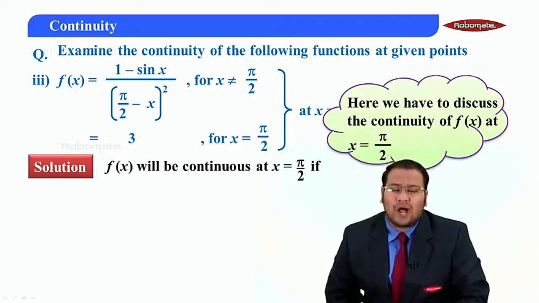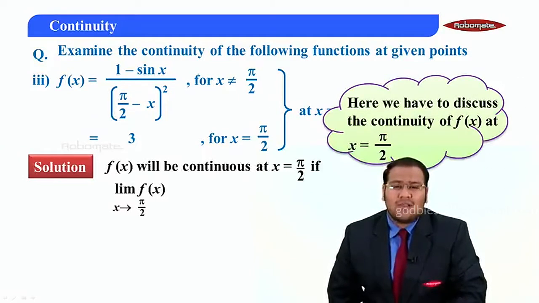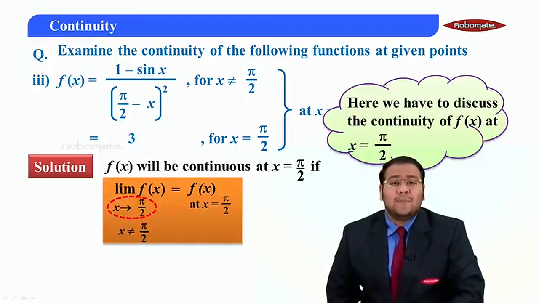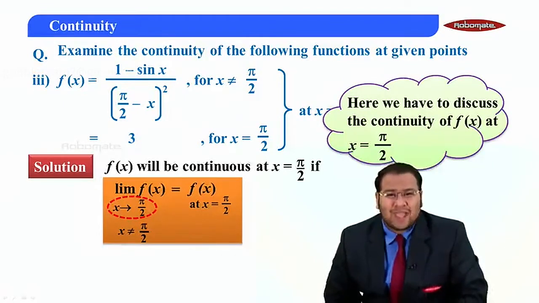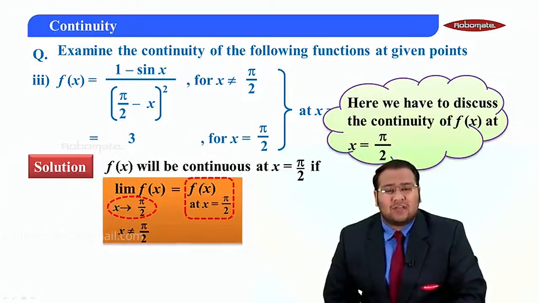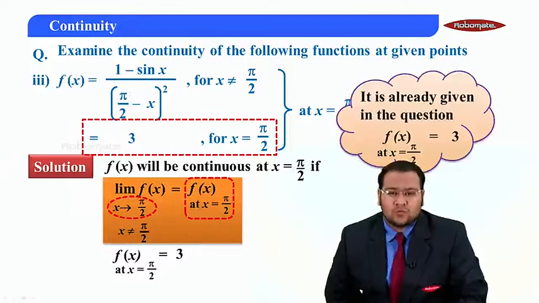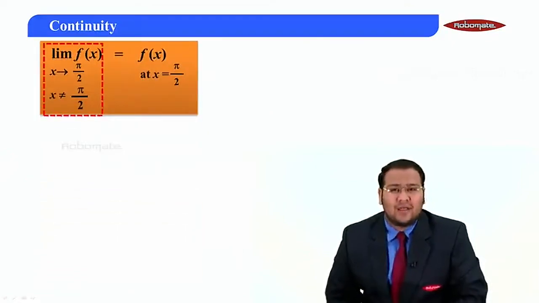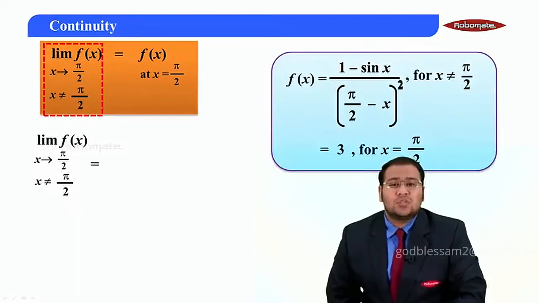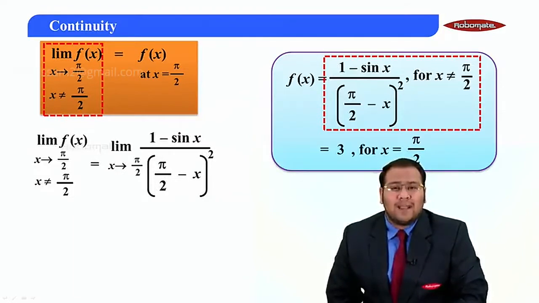As you all already know now, f of x will be continuous at x equal to pi by 2 if and only if limit x tending towards pi by 2 f of x is equal to f of x at x equal to pi by 2. But from the question, f of x at x equal to pi by 2 is already nothing but 3. So solving for the left hand side, that is limit f of x when x is tending towards pi by 2, the equation which we have from the question is 1 minus sine x upon pi by 2 minus x the whole square.